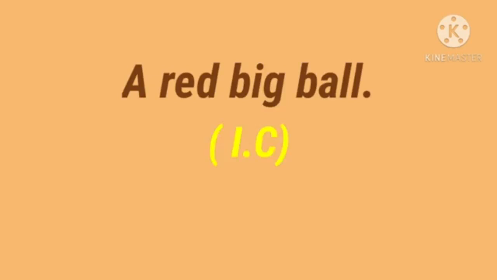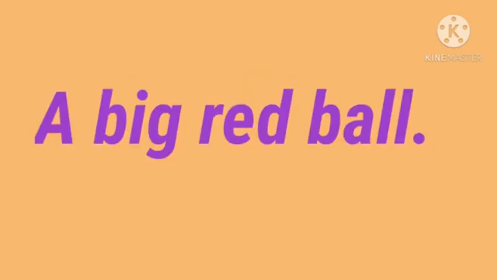Wrong. Why? Because red refers to the color and big refers to size. According to our order, first we want to write the size of the noun and then only we want to write color. So what is the correct answer? A big red ball is the correct answer.